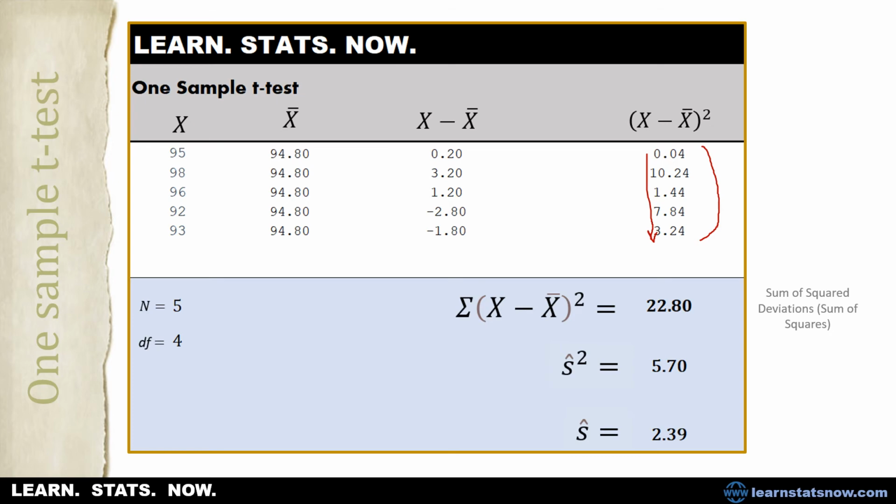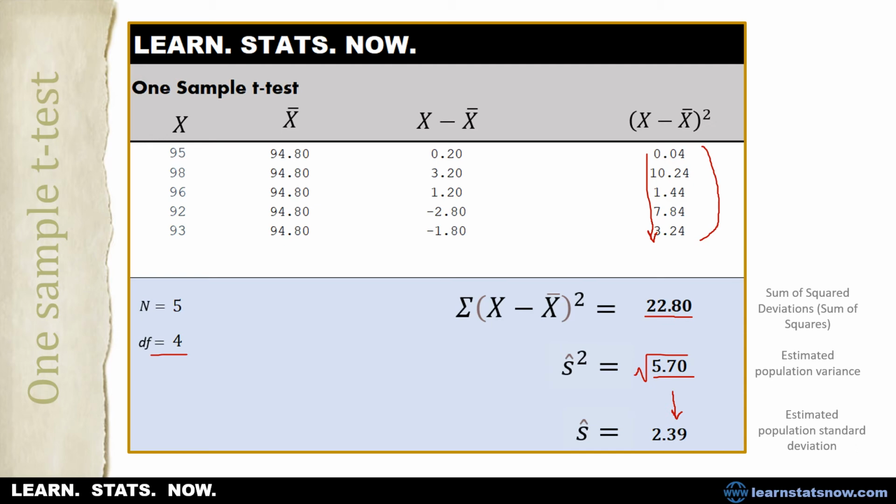The next thing we have to calculate is the estimated population variance. Okay, now the estimated population variance is simply our sum of squares divided not by n, which is 5, but by degrees of freedom, which is 4. Okay, and when we do that, we get 5.70. Now the last thing we have to do is get the estimated population standard deviation, and that's simply the square root of 5.70, and that value comes out to 2.39.